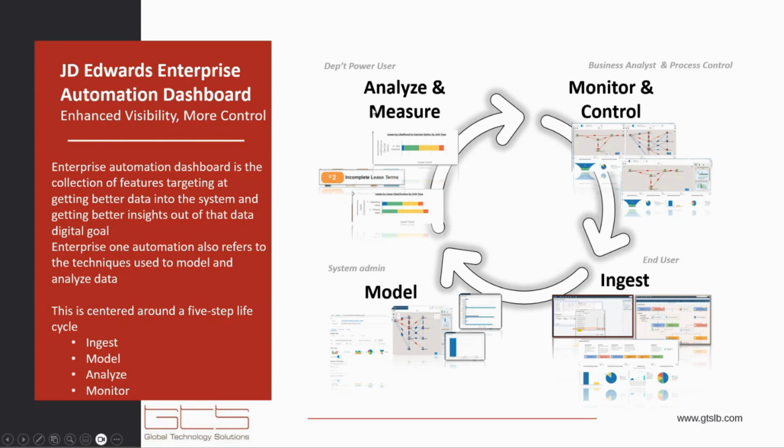Then we come to the analysis part. These are usually held by the power user of a department, and the measuring as well, because it's analyzed and measured. It's an ongoing process that keeps going. And then we also have monitor and control. Here we're talking about monitoring our business processes and controlling our business processes. These are usually also under the hat of the business analyst, or it can also be the power user, depending on the organization structure.